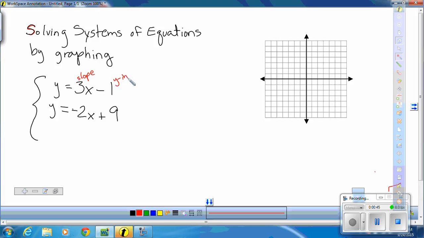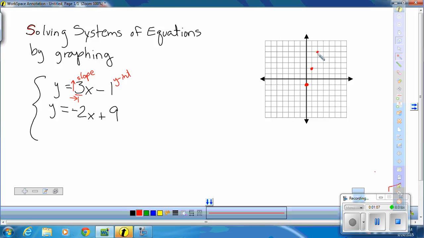What you also have to realize is I can't graph both of these at the same time. I'm graphing two separate lines, so I want to make sure that I do one at a time. This one is going to have a y-intercept of -1. That's right here. And then I've got a slope of 3/1, so it's going to go up 3 and right 1. Starting at my y-intercept, I go up 3, right 1.